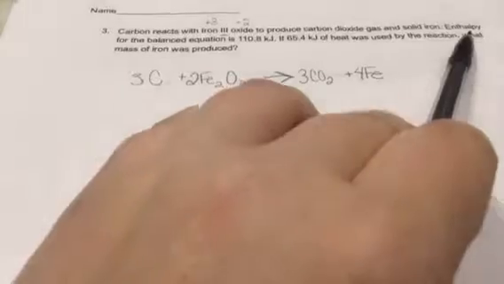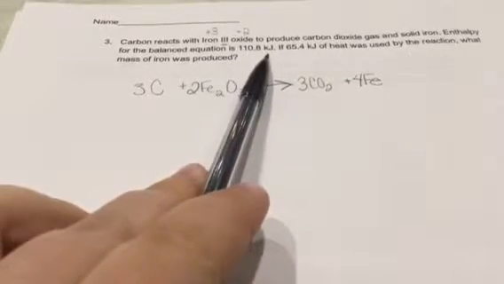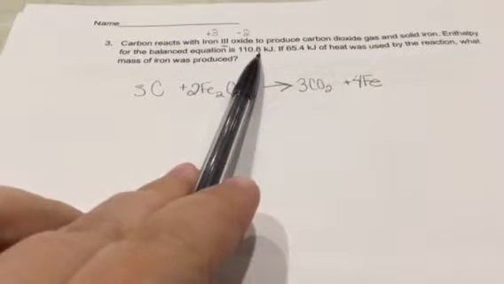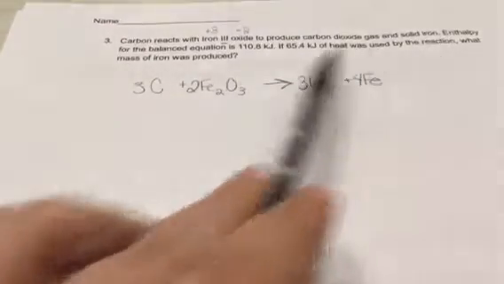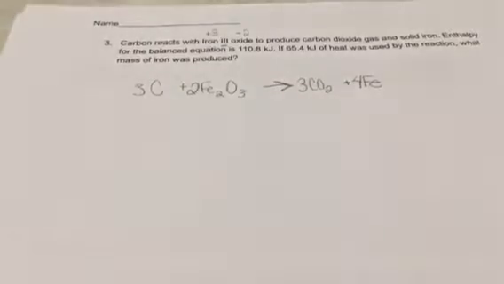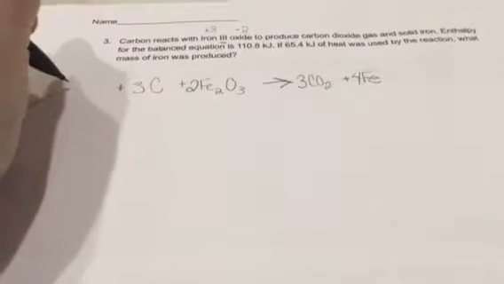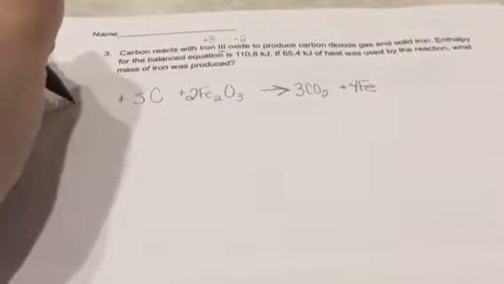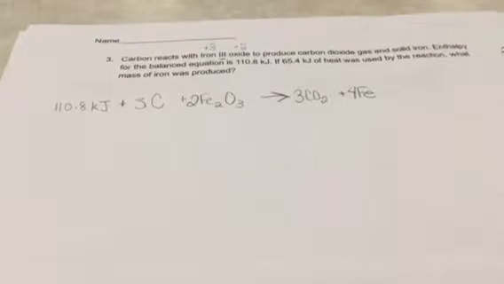I'm going to go back and look. Enthalpy for the balanced equation is 110.8 kilojoules. This 110.8 kilojoules is a positive number. And if I remember, if enthalpy is positive, that's going to tell me it's endothermic, where my energy is going to be used up, so it's going to be a reactant. So 110.8 kilojoules can be written on the left-hand side.